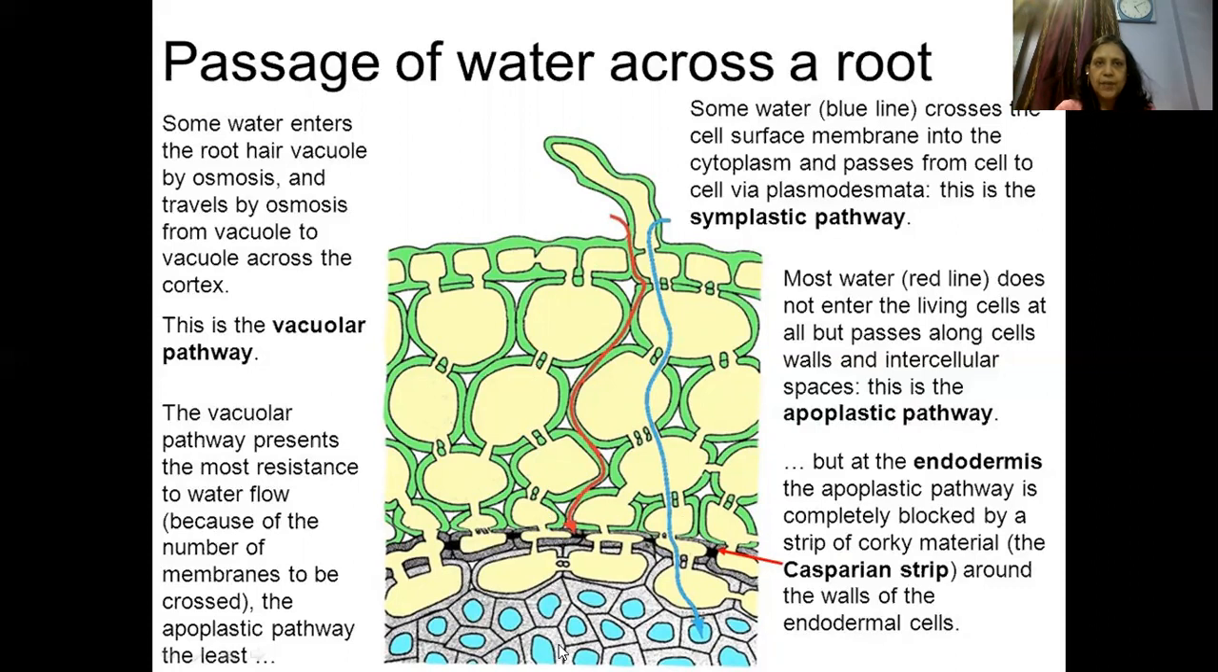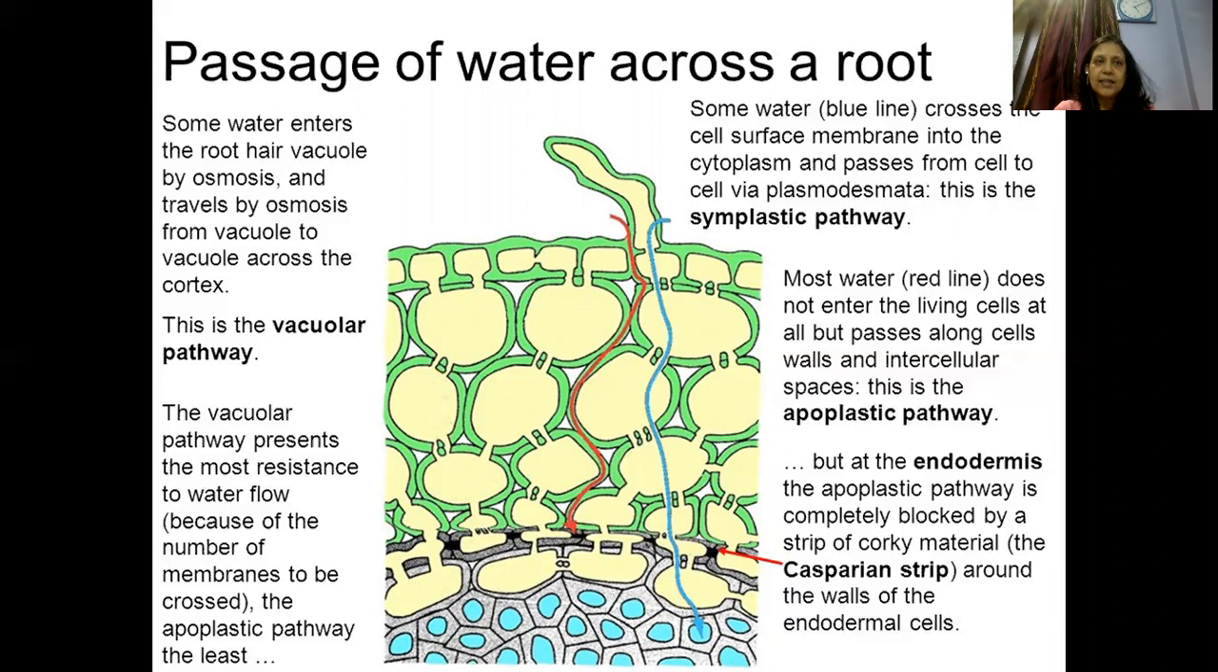Now what happens? Passage of water across the root. Now as here you will see there are two lines here, one is red in color, one is blue in color. Now what does that red and the blue color line explain? Now see, just read here.